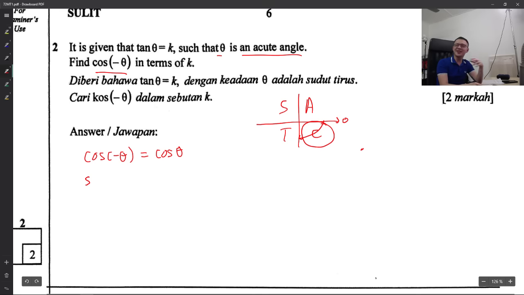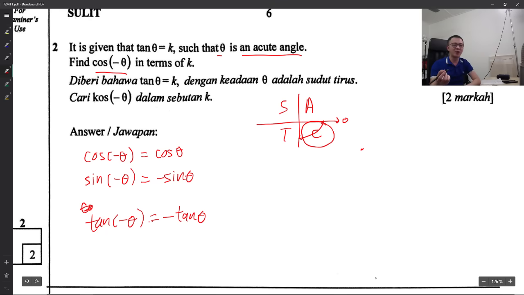So just in case in the exam they ask sine negative theta, you will get negative sine theta, because sine in the fourth quadrant itself is negative. Same idea, if the question asks about tangent negative theta, you will get negative tangent theta. Only cos will be positive for negative theta. Just remember this. But this kind of question never came out for so many years. Finally I see this kind of question in an MRSM paper.